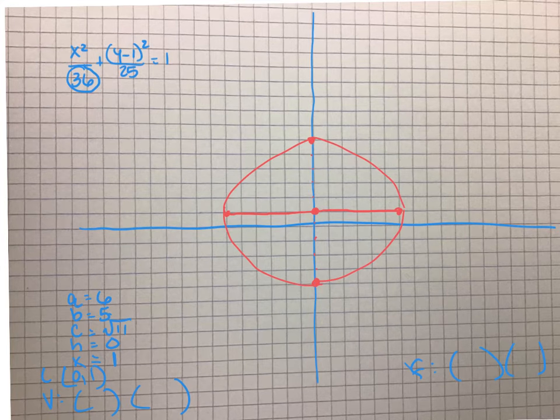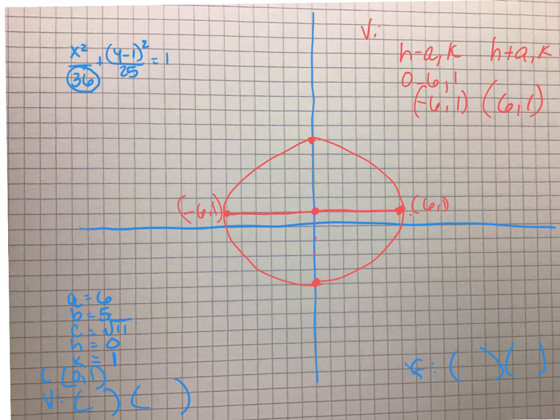there you go. So if we're finding the vertices, we have h is 0, h minus a is 0 minus 6, comma 1, which is (-6, 1). And h plus a is 0 plus 6, so (6, 1). So let's see what happened here. 1, 2, 3, 4, 5, 6. (6, 1), (-6, 1), and (+6, 1). See how that's where they are? So you can check yourself on those.